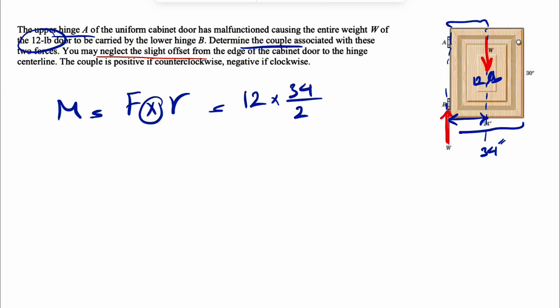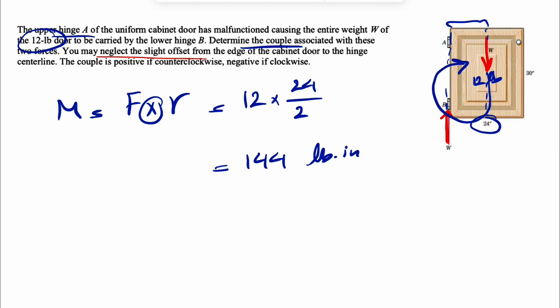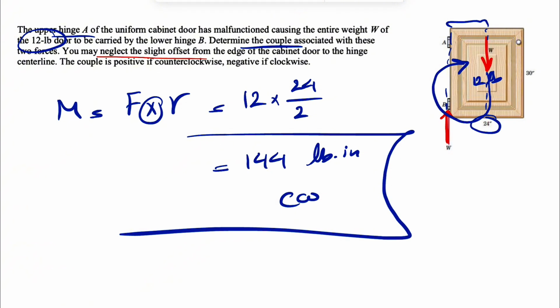I think I made a mistake. So this is actually 24. So the length is 24, not 34. So we're going to have 12 times 12, which is going to be 144 pound inch. And as we can see, this is going to rotate the door in this direction, which is a clockwise direction. So we're going to put it clockwise here.